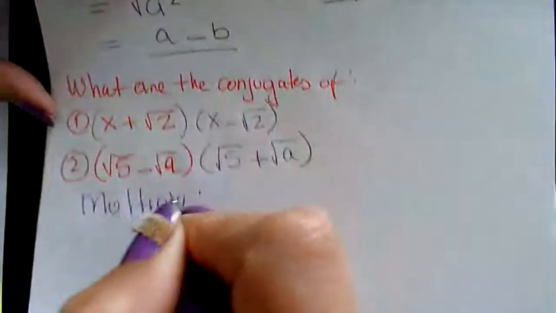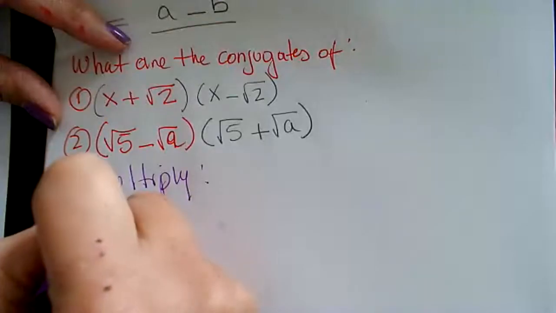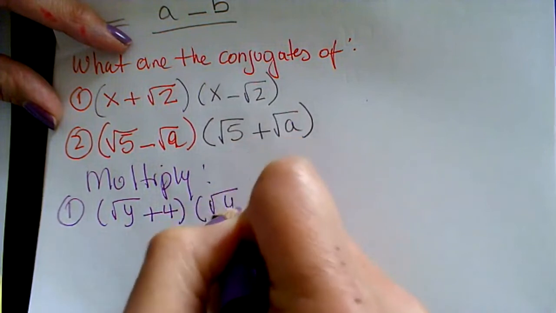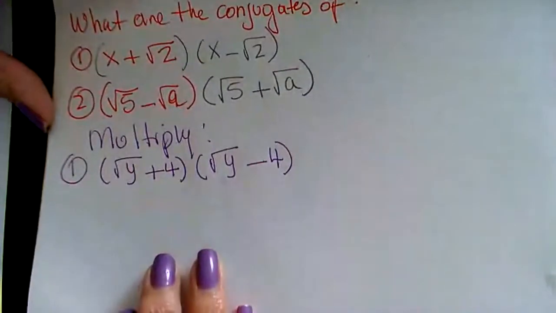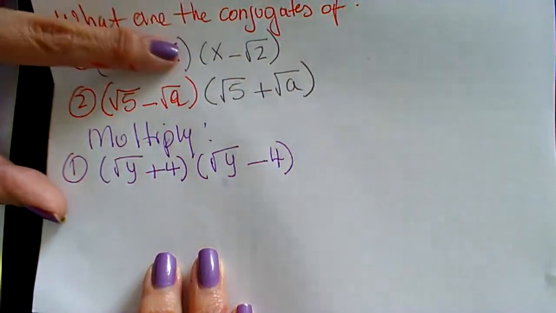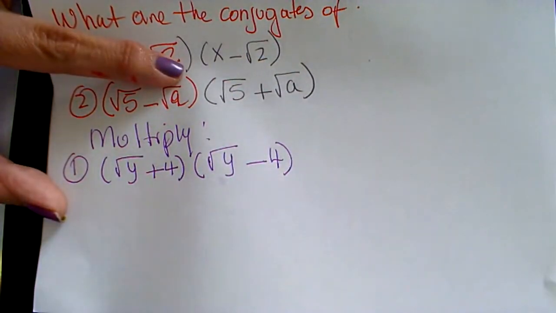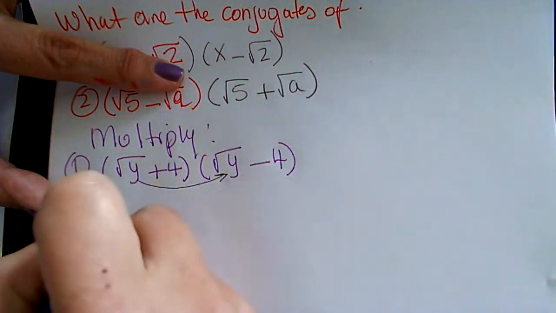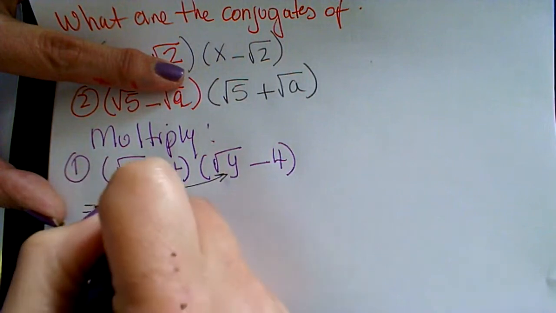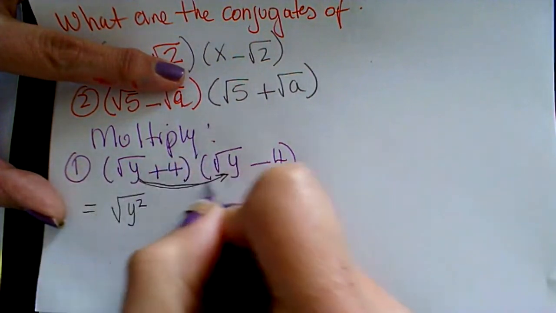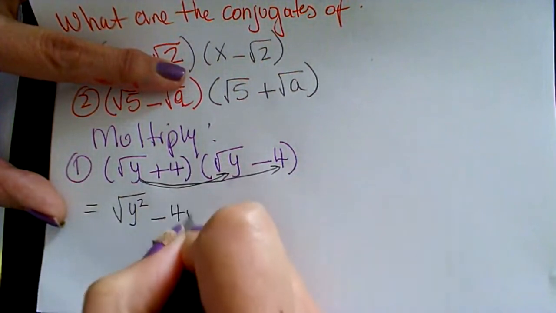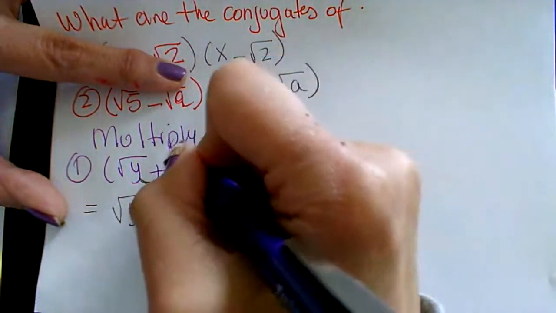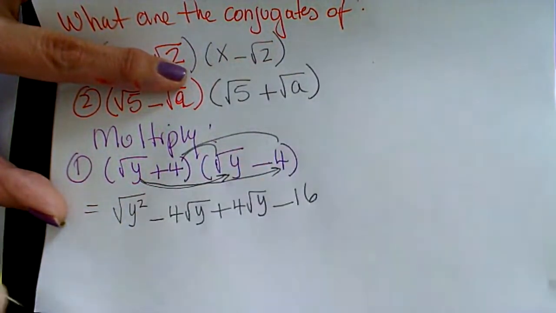So we're going to multiply conjugates, and we have square root of y plus 4 times square root of y minus 4. Right? So what do we get there? All right, let's do the multiplication. The square root of y times square root of y, what do we get? Y, square root of y squared. We get negative 4 square root of y. Right here we get positive 4 square root of y. And right here we get negative 16.